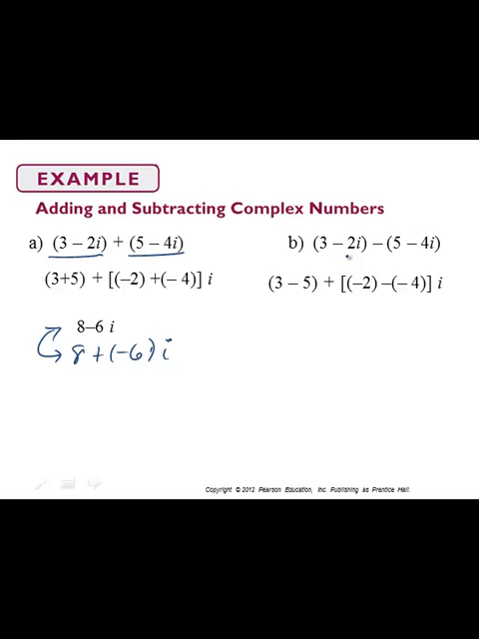If you have 3 minus 2i minus 5 minus 4i, then you can carry out this difference by taking the difference of the real part, 3 minus 5, which is going to be negative 2. 3 minus 5 is negative 2. And then negative 2 minus negative 4, which is negative 2 plus 4, which is positive 2. So we have negative 2 plus 2i is the result of the difference of those two complex numbers.